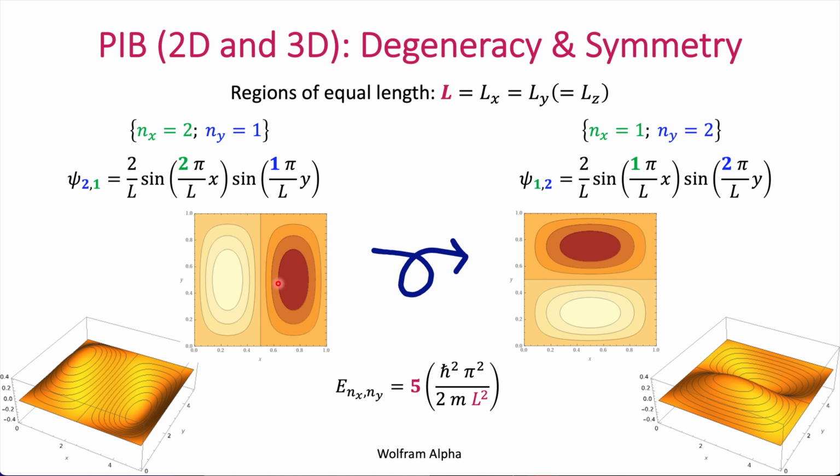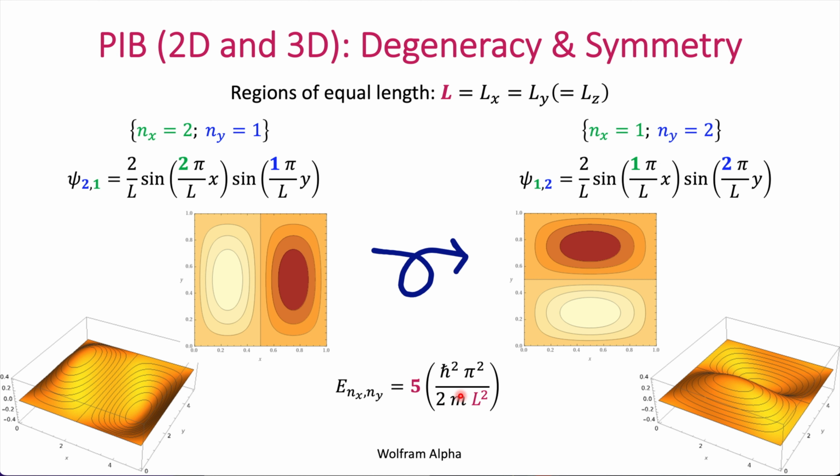What does that mean? If you start with this state, nx2 and ny1, if you rotate it counterclockwise 90 degrees, you get the state nx1 and ny2. And vice versa. If you start with this state on the right, rotation clockwise 90 degrees will get you to this state on the left. And here, those are contour plots, projections in 2 dimensions of our 3-dimensional plots that we have in here. Both of those states will give you 5 times this amount of energy. Remember, all of those are constant values.